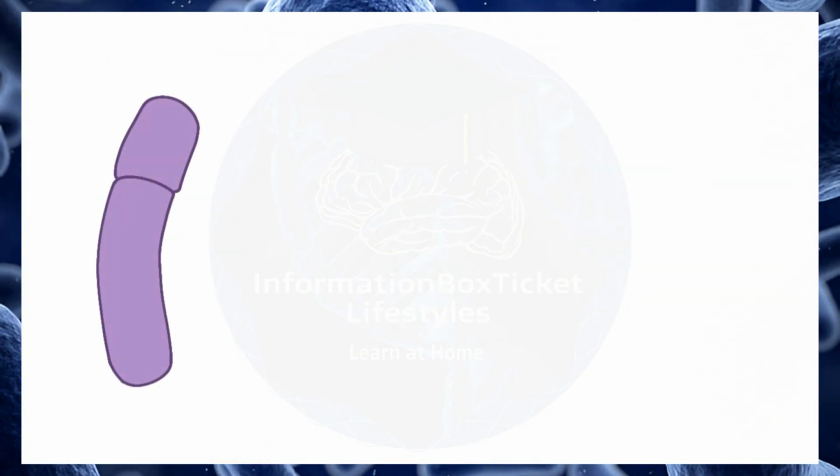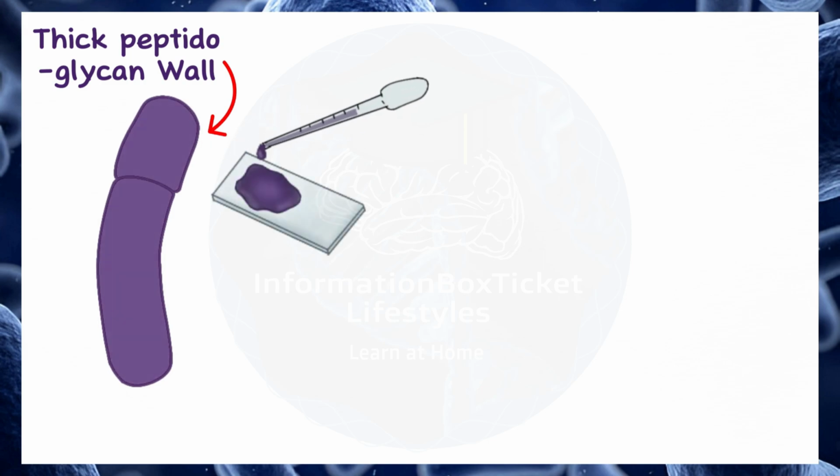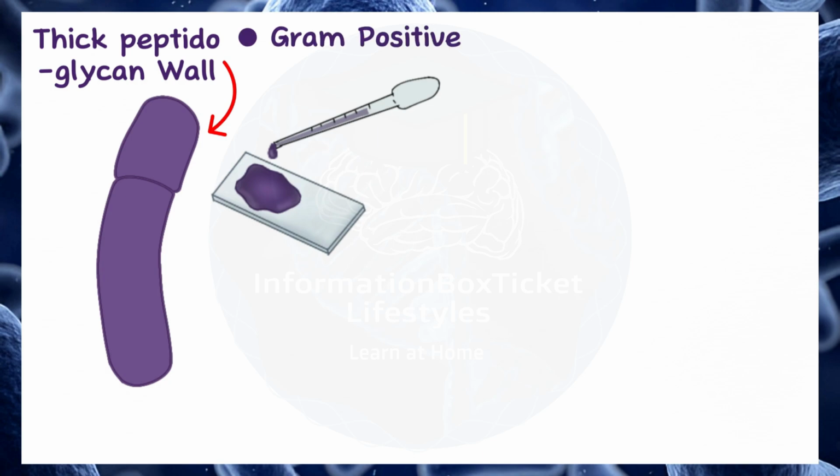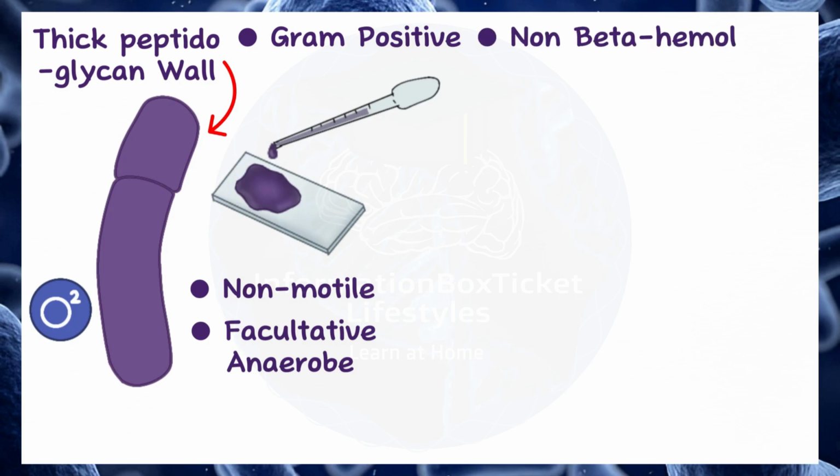Bacillus anthracis features a thick peptidoglycan cell wall that absorbs purple dye during gram staining, classifying it as gram-positive. This bacterium is non-motile and a facultative anaerobe, allowing it to thrive with or without oxygen. Additionally, B. anthracis is non-beta hemolytic.